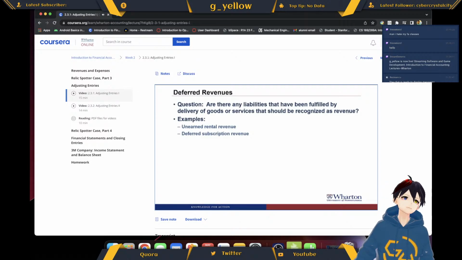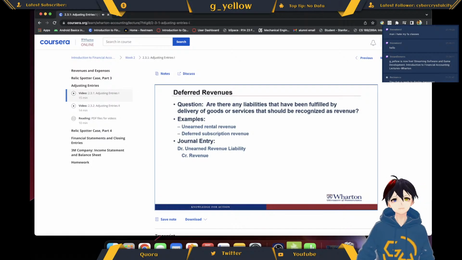So what's happened in this case is we've received cash prior to providing goods or service. Now that time has gone by and we've earned the revenue, the adjusting journal entry will say credit revenue to recognize the revenue that we've earned over time, and debit the unearned revenue liability to reduce the obligation because we fulfilled part of the obligation by delivering the goods or services over the time period.